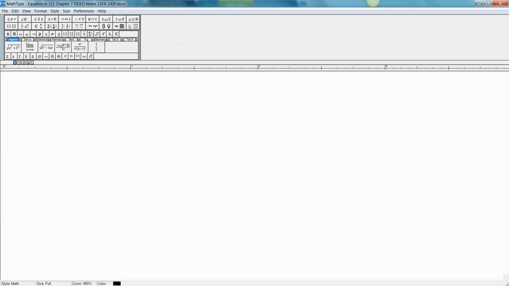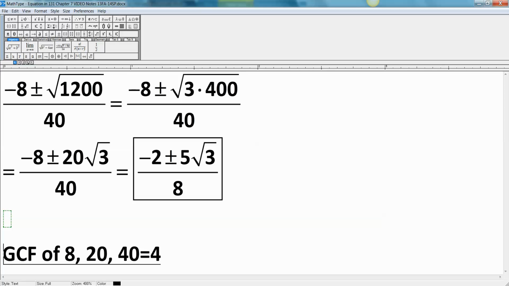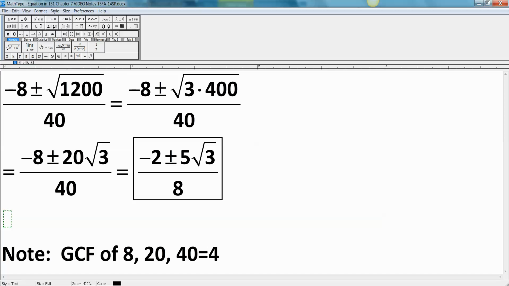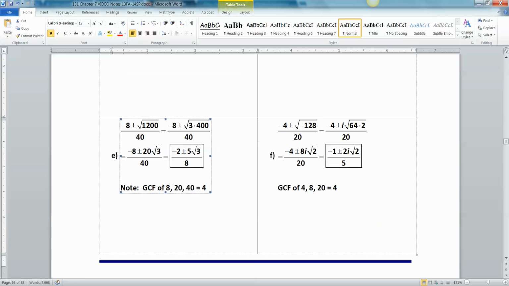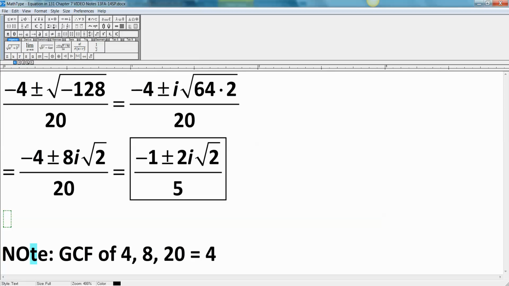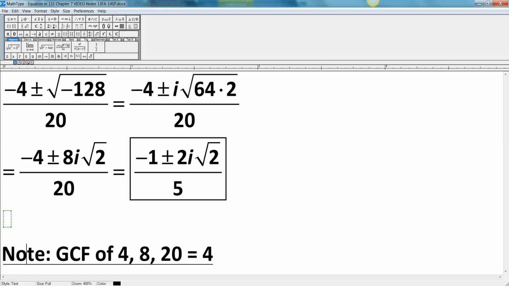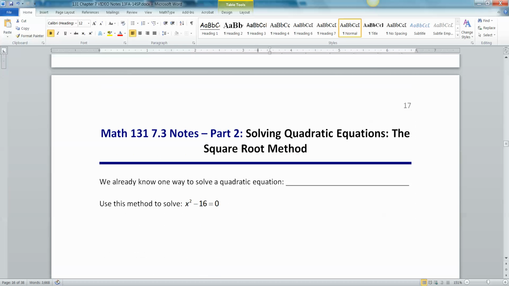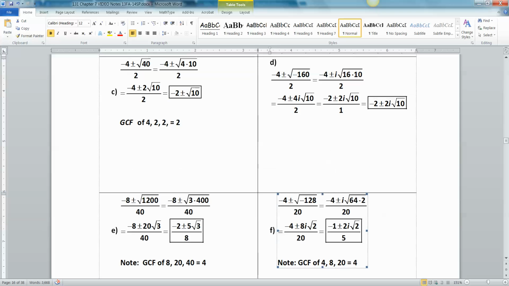All right, so I probably should have made a little note, that way you see where those are coming from. Other than that, we are all done with this section, and I will see you back here for the next one. What are we doing? Oh, solving with the square root method. All right, so I'll see you back here for that section.